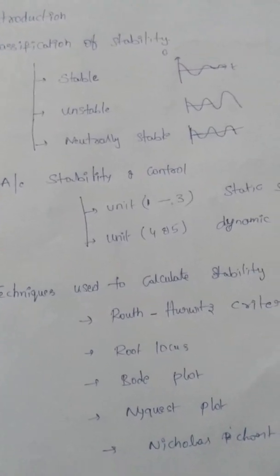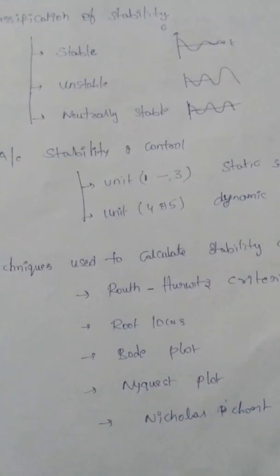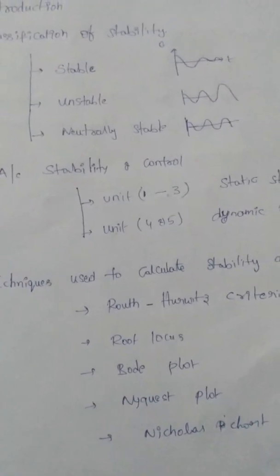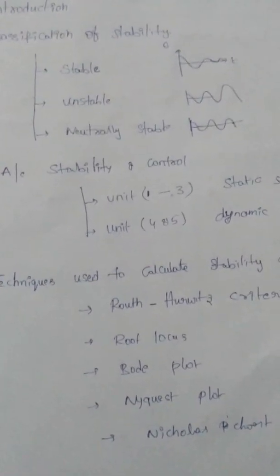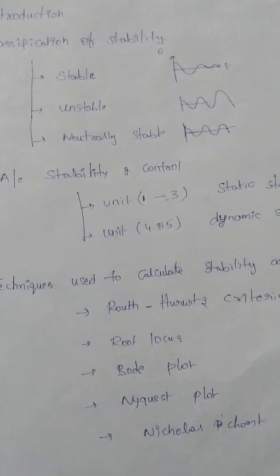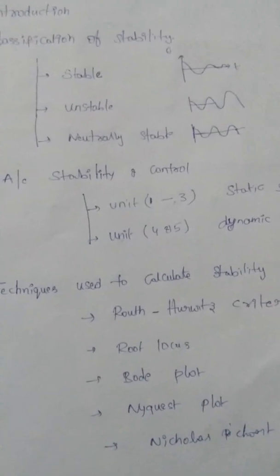Number one is Routh stability criteria, and root locus method, Bode plot method, Nyquist plot method, Nichols plots. Especially in Routh stability criteria, if you have any characteristic equation, by observing the characteristic equation we will use one Routh array technique. That thing we will discuss later.